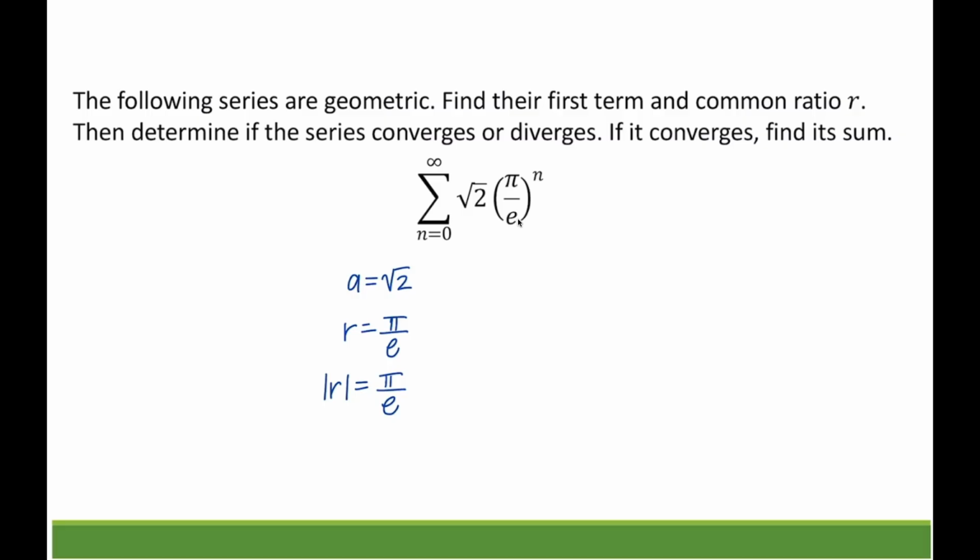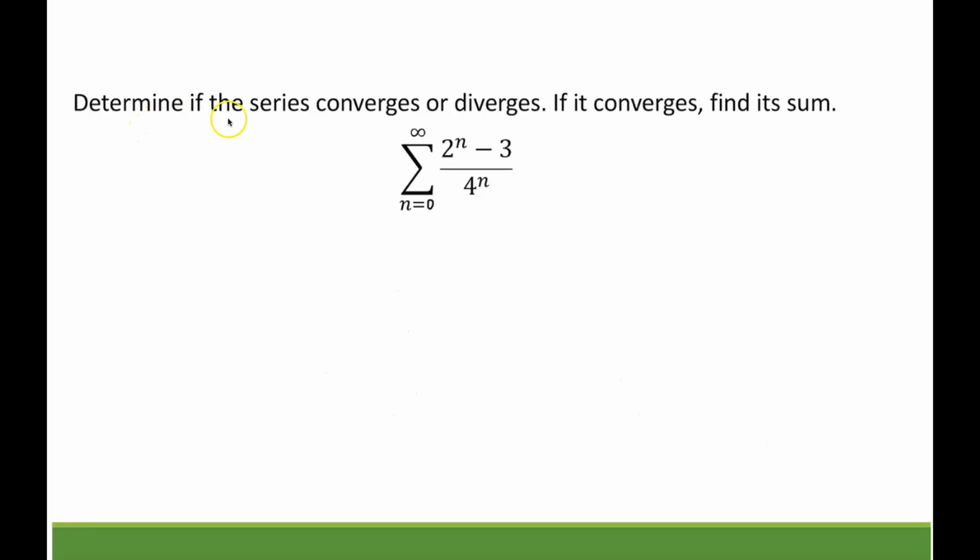And we have to decide whether that's less than or greater than 1. Pi is approximately 3.14, and e is approximately 2.71. That means that this fraction is greater than 1. So if the absolute value of r is greater than 1, then we know that the geometric series diverges. So it turns out we really didn't need the value of a because we're not going to find its sum if the series diverges.